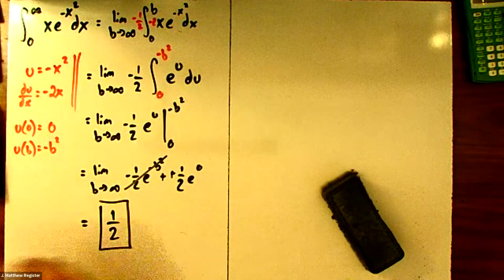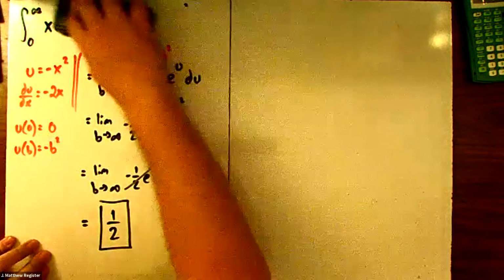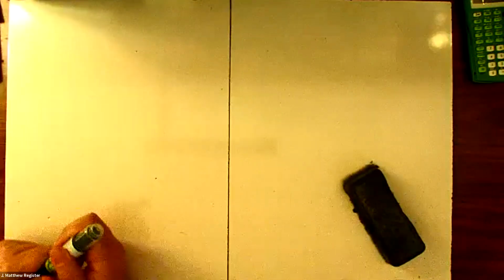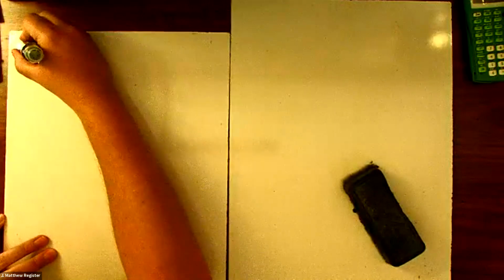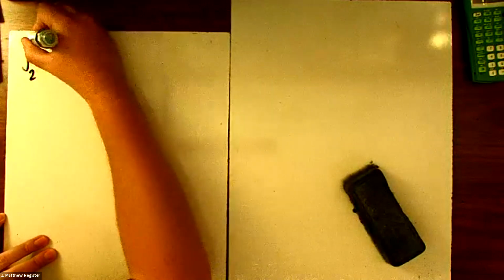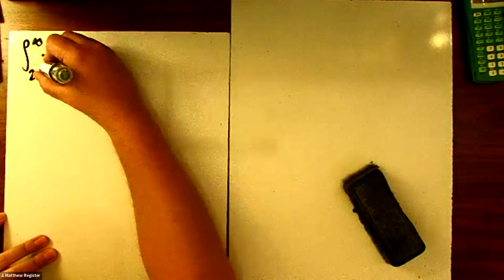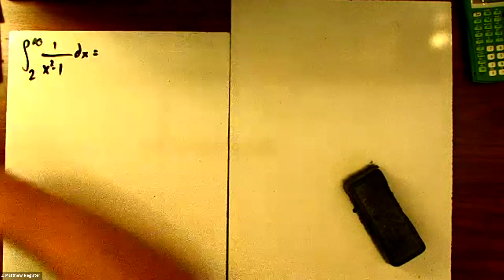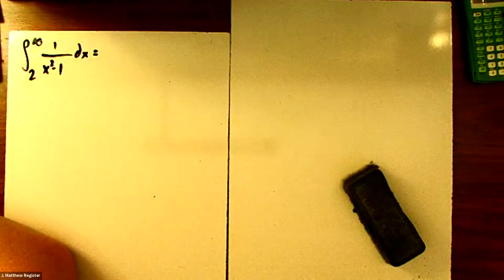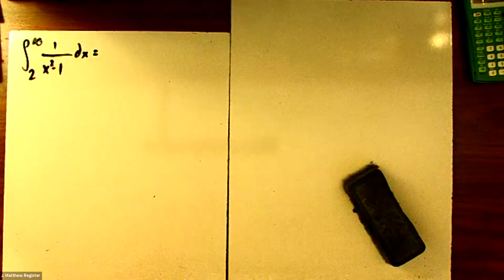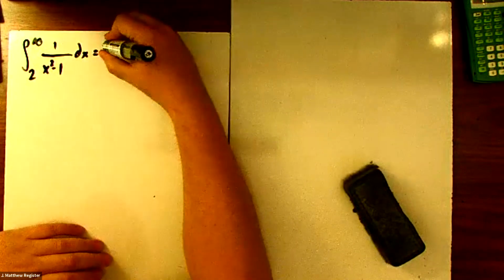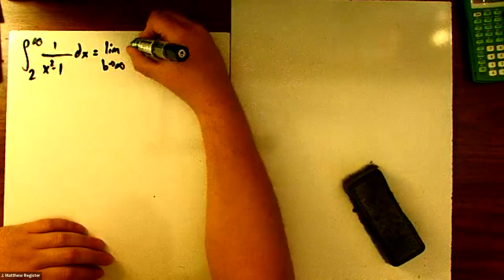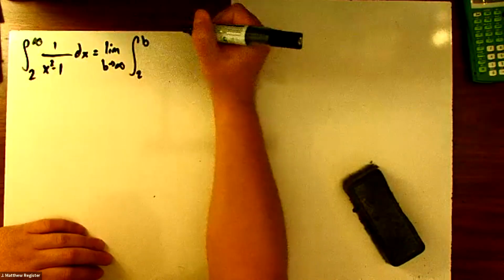Our last one is the partial fraction decomposition one, which I know is everyone's favorite. And so let's try that one. This is the integral from 2 to infinity of 1 over x squared minus 1. With this one, again, we're going to want to rewrite it as a limit. So we'll say the limit as b goes to infinity, and then we'll make it the integral from 2 to b.